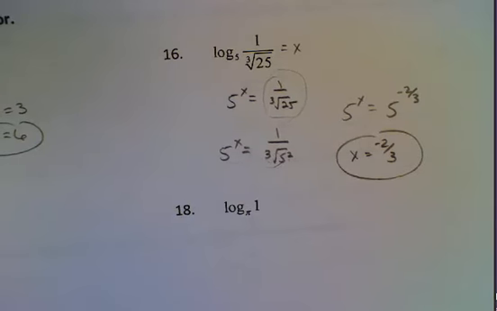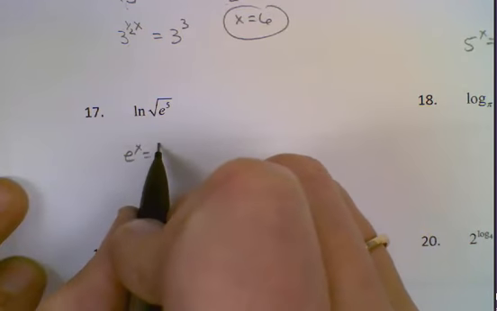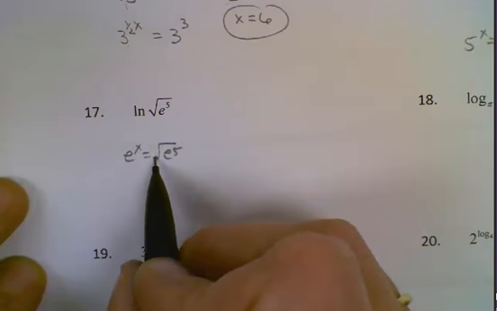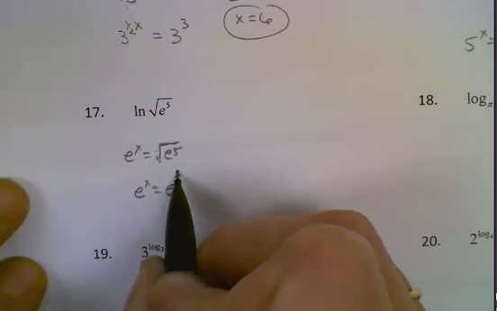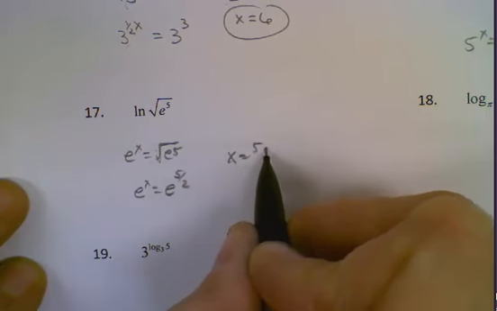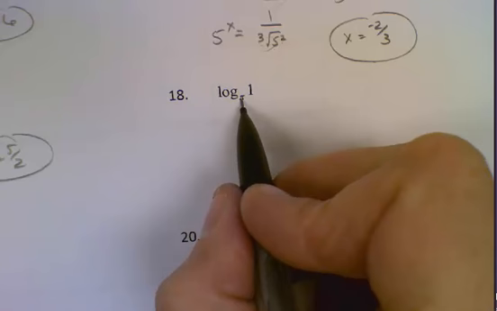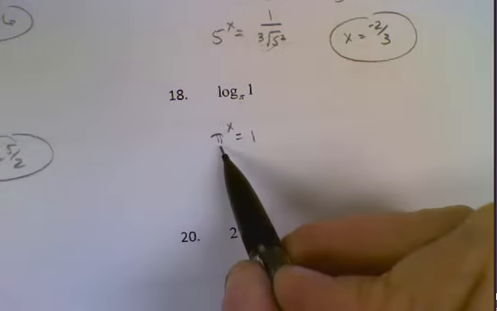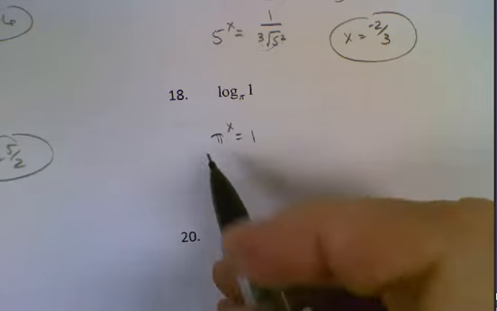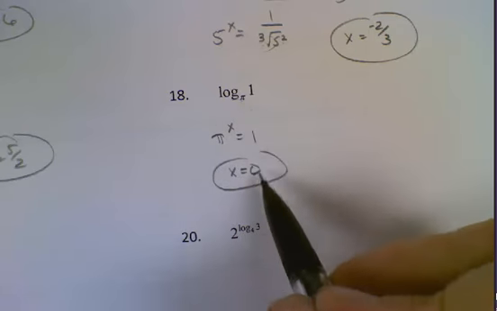So we got a common base of 5. This one, e to the x equals the square root of e to the 5th. So again, this is a square root, so it really means I have e to the 5/2 power. So x is going to be 5/2. So this is just really knowing your exponents well. This one says I have a base of pi, so it's pi raised to the x power equals 1. Anything raised to the 0 power will give me 1, so x is 0. So basically the log, no matter what the base is, the log of 1 will always be 0.